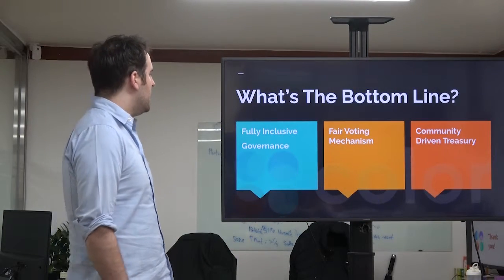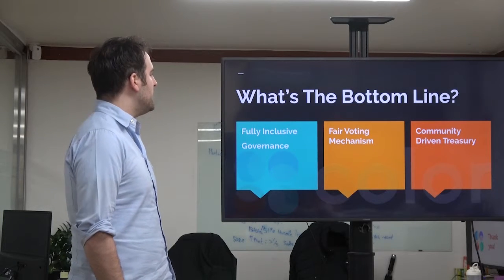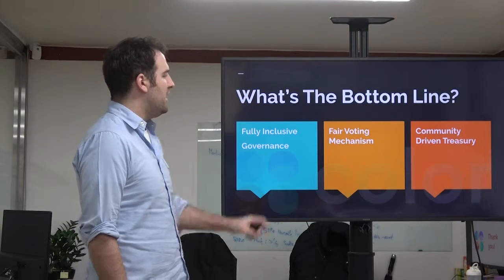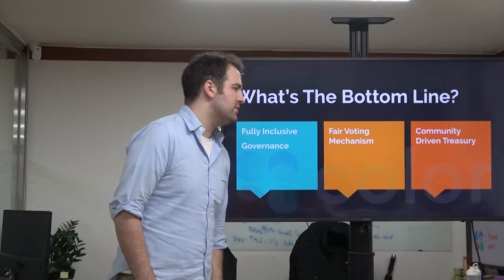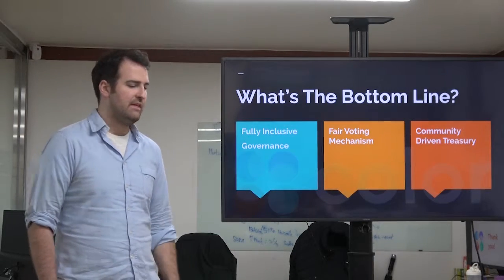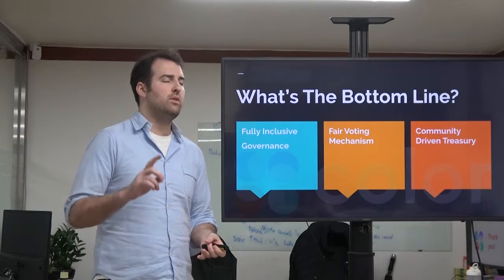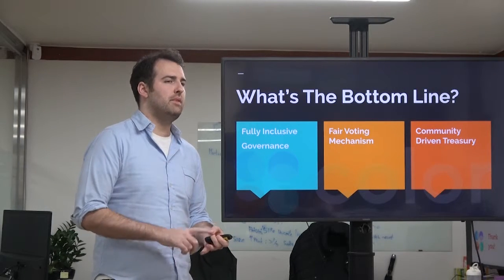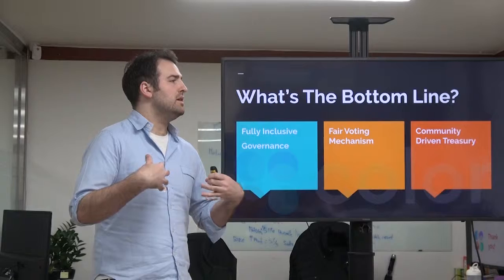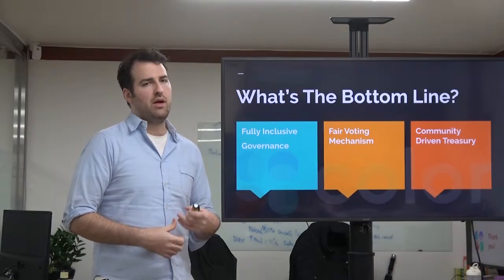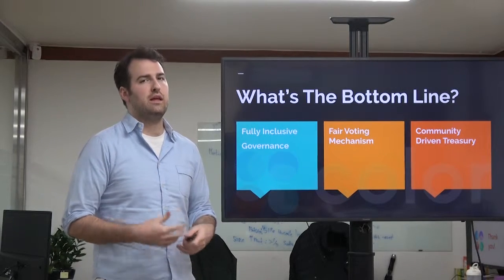So, bottom line: fully inclusive governance, a fair voting mechanism, and a community-driven treasury. With these three things, we believe that we'll have powerful governance that will not only incentivize people to use the system, but also to take part in building it.